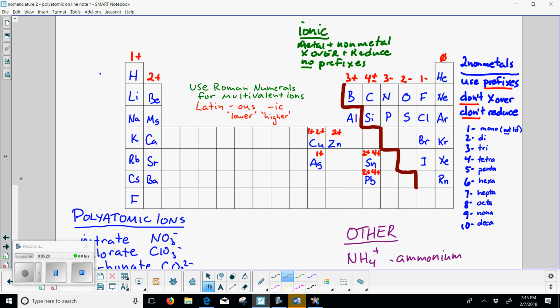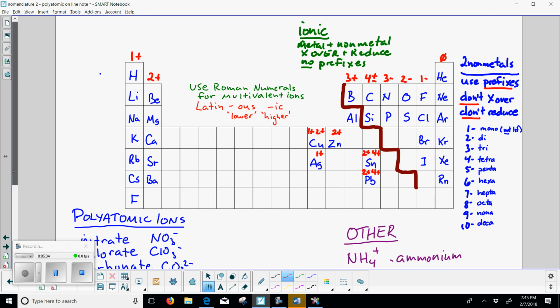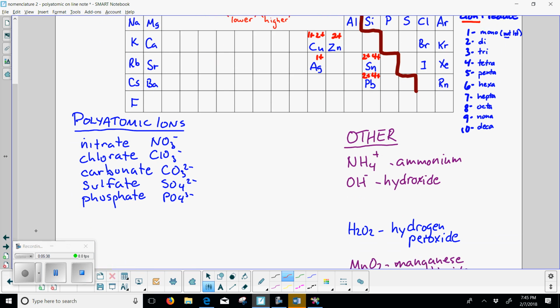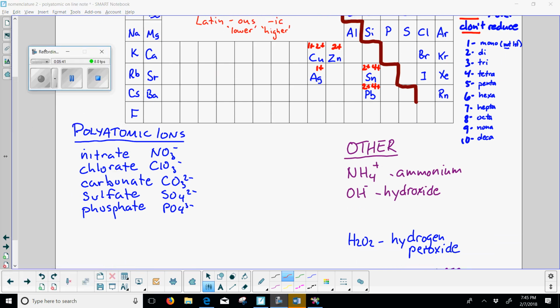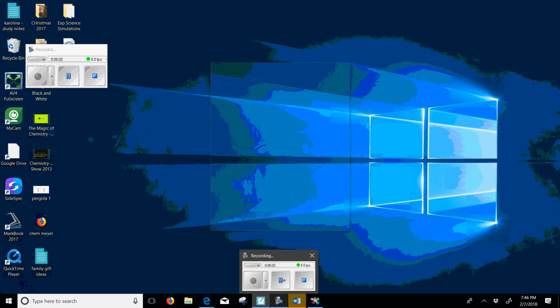Now, what I'd like you to do is, remember before we had our summary note, we looked at the ionic and molecular compounds. I'd like you to do the same thing and add this to that note. So I'd like you to add the following: the polyatomic ions from before, nitrate, chlorate, carbonate, sulfate, phosphate. So these are from grade 10. I'd also like you to include ammonium, hydroxide, hydrogen peroxide, and manganese dioxide. So if you can do that, take a pause right now. Pause the video and do that to your summary note.